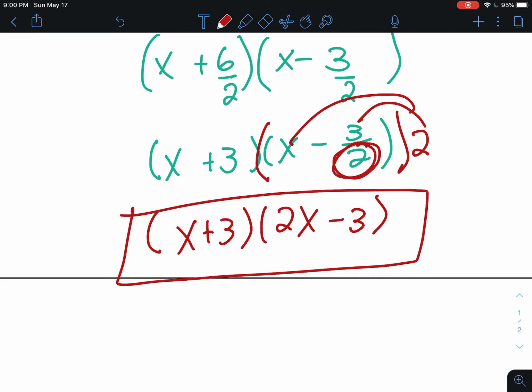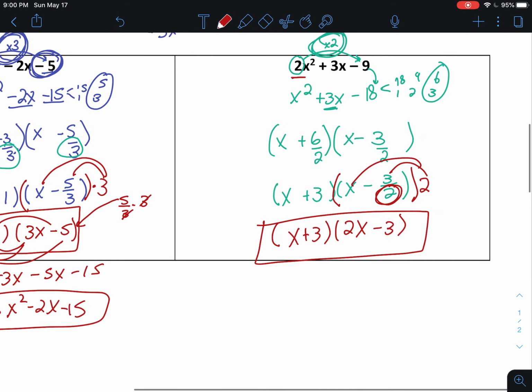Okay? So that is how you're going to factor when a, the a value, is not equal to 1.